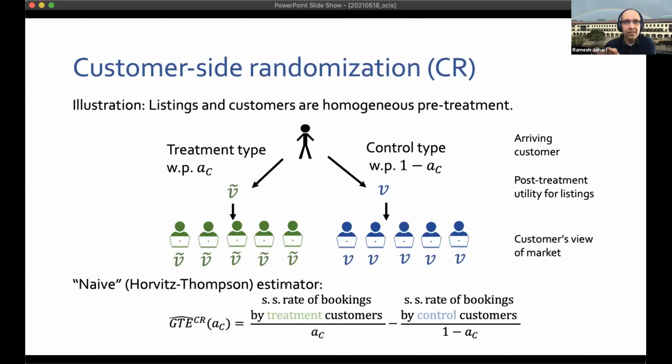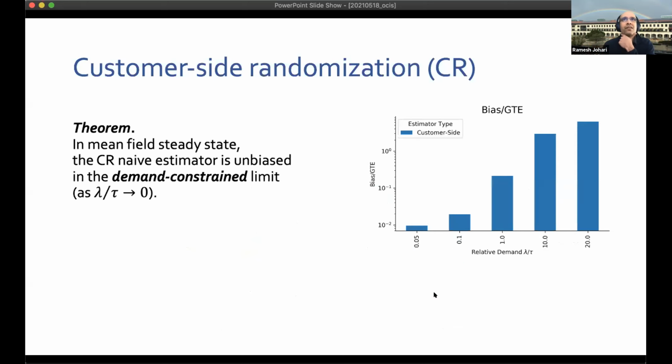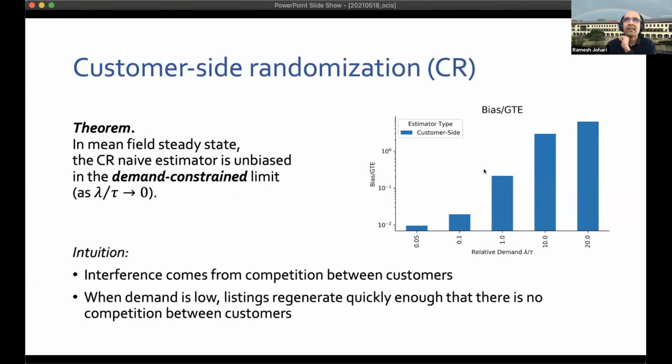The most common estimator that's used for this kind of experiment in practice is just the naive Horvitz-Thompson estimator, where you look at the steady state rate of bookings by treatment and control customers appropriately normalized by the 2 groups. So here's our first theorem, which is that if you look at that naive Horvitz-Thompson estimator, that becomes unbiased in the demand constraint limit. On the x-axis here, what I have is relative demand, which is a ratio between the arrival rate of customers and the rate at which listings become available again. And what you can see is that the bias is decreasing as the market becomes relatively demand constrained, when lambda becomes much smaller relative to tau.